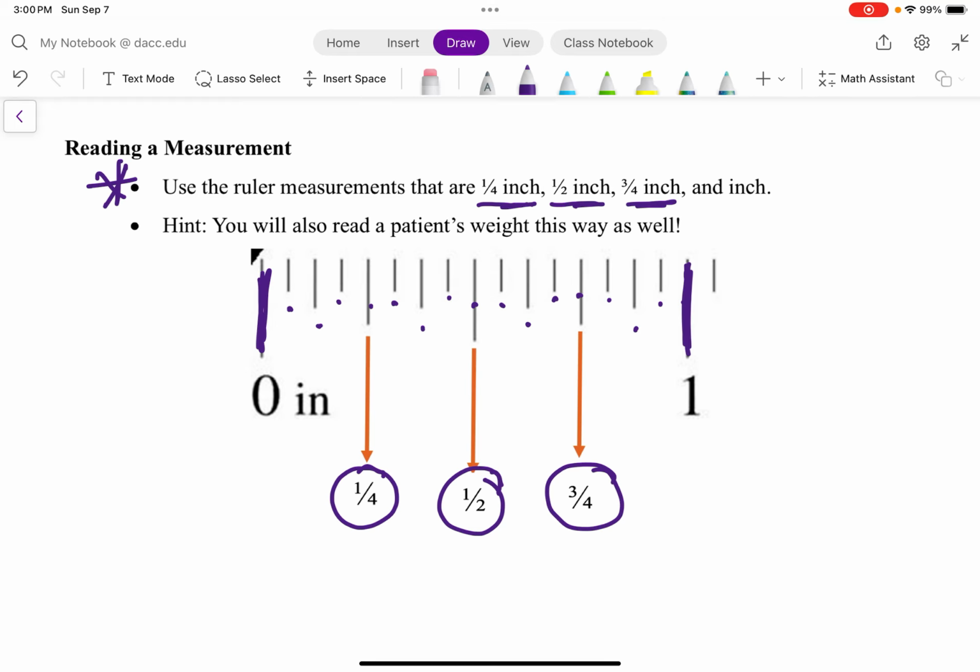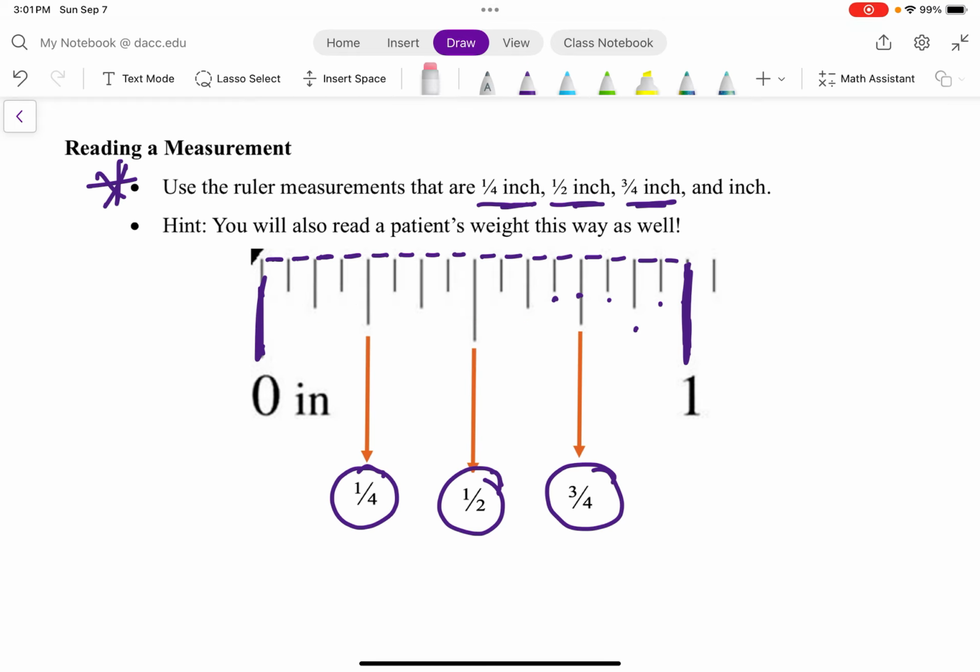And if you're like, whoa, how do you know that for sure? You can go through and count the spaces in between. So we know that this is 1, 2, 3, 4, 5, 6, 7, 8, 9, 10, 11, 12, 13, 14, 15, 16. So all these little lines break up from 0 to 1 inch into 16ths. Each one of those lines is a 16th of an inch.